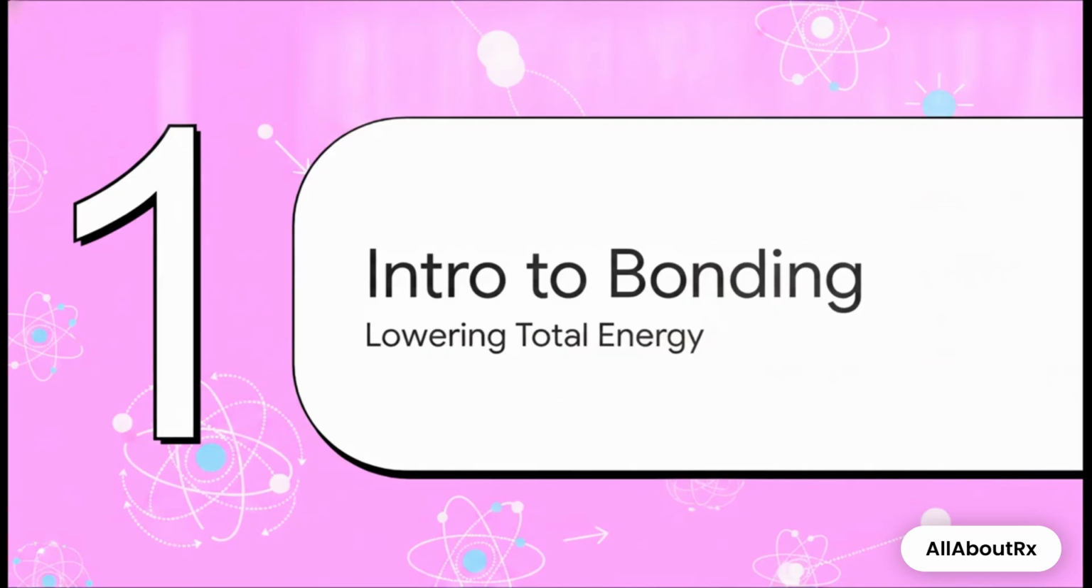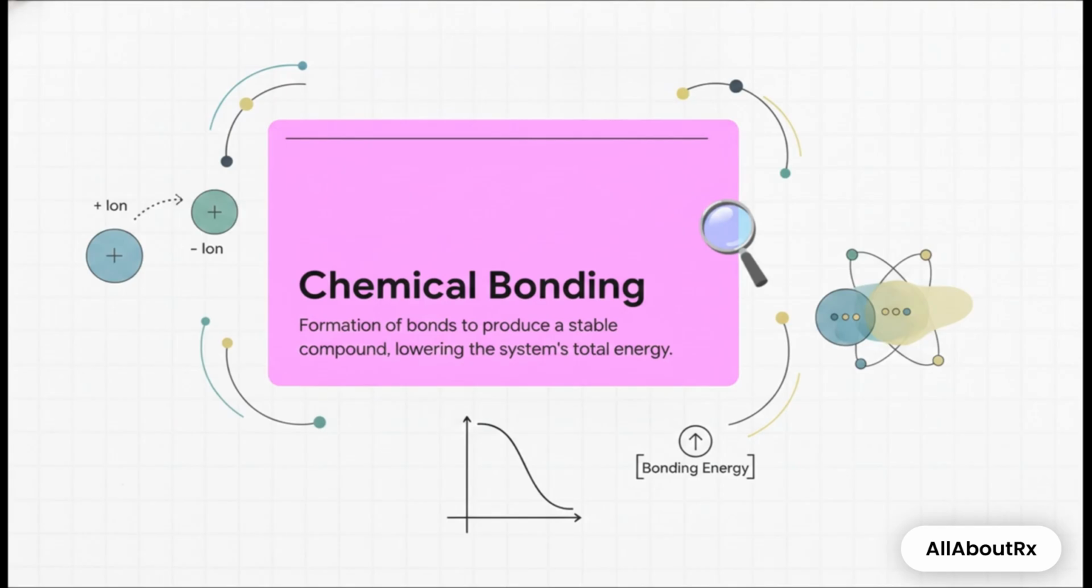Section 1. Introduction to chemical bonding. Let's look at the fundamental drive of all atoms. So chemical bonding is really just about atoms, molecules, or ions forming connections to produce a stable compound.